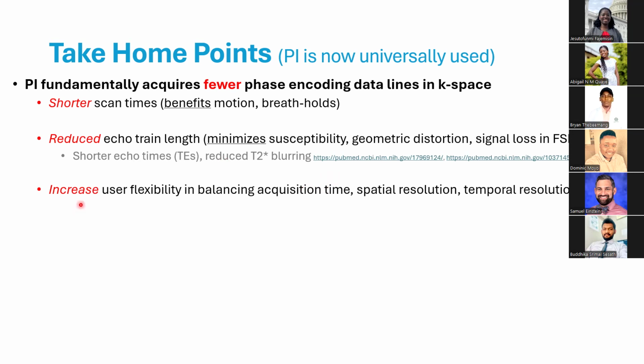The last thing is, from the technologist's point of view, if you're sitting at the console, often when I teach this to the technologists and the residents doing protocol optimization, parallel imaging gives you that extra knob of flexibility. It allows you to balance your acquisition time, your spatial resolution, your temporal resolution if you're doing a dynamic scan, and your SNR and image quality. It's an extra dimension that you didn't have before if you were just using a single coil. And often it'll allow you to achieve one of these nominal values that you're desiring that you otherwise couldn't.